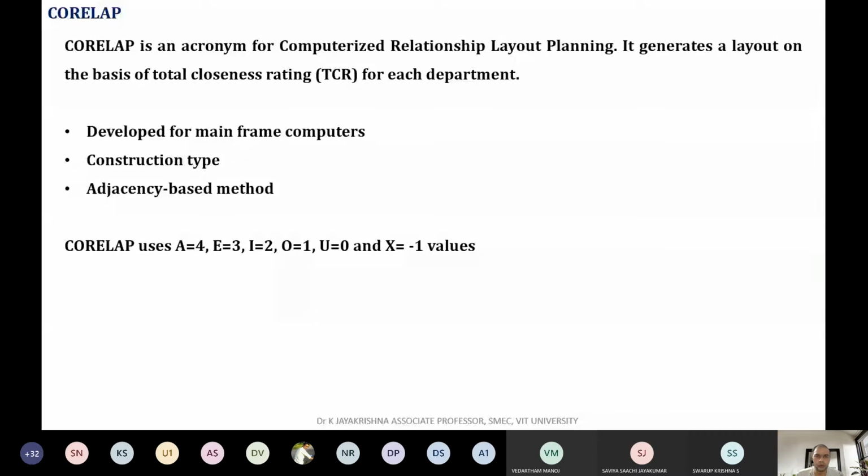Okay, total closeness rating. Just understand total closeness rating. What is this total closeness rating? I'll give you an example to understand it. Imagine you have a close friend, and your mother, your father and your professor. There are four people: your friend, your mother, your father and your professor.